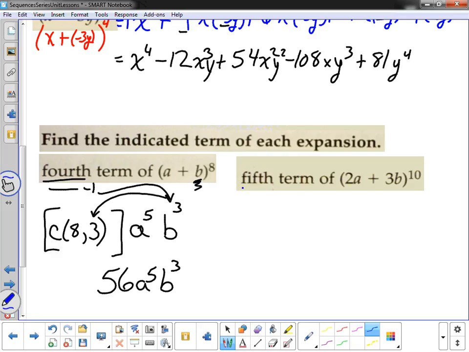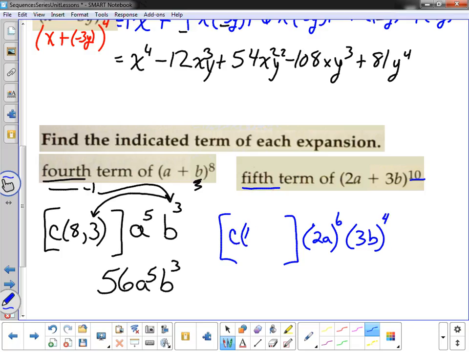We have the fifth term, which means the 3b has to go to the fourth power. The 2a with its exponent and the 4 have to give me a 10, so this has to be 6. And my little coefficient part here is going to be a combination of 10 items taken, I use the same exponent as what's on the second term, the 4. So if I take the combination of 10 things 4 at a time, 10, math, get to that nCr, I'm going to do a 4.